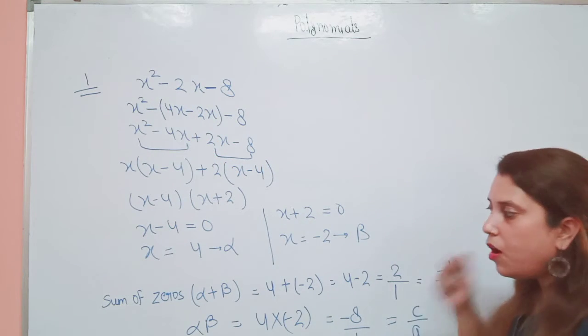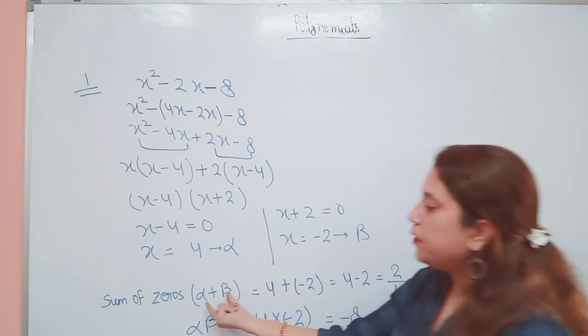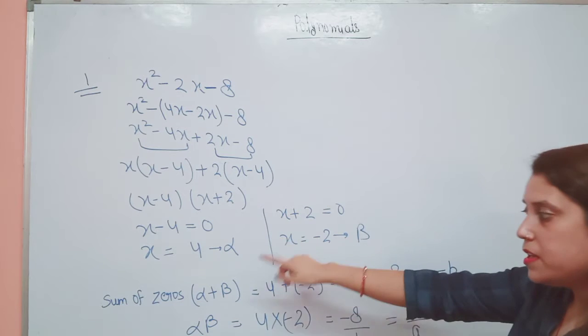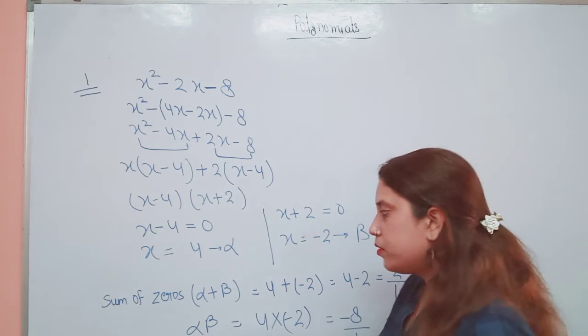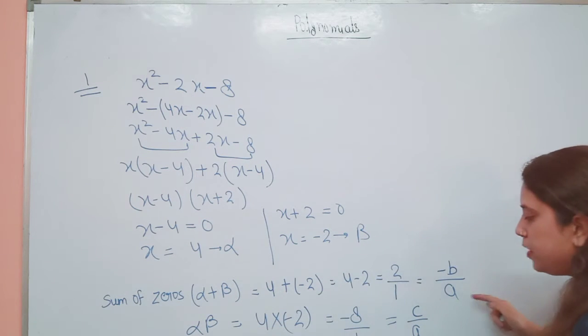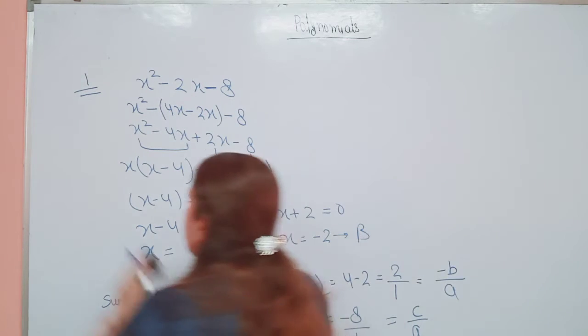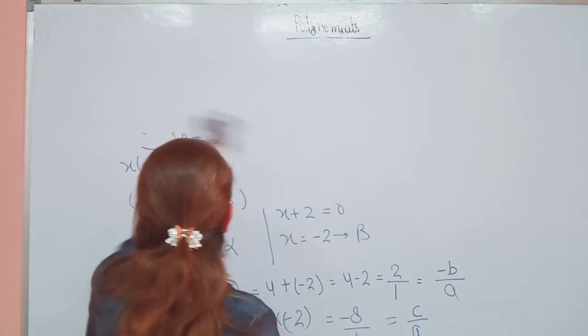So relation between zeros and coefficients. So sum of zeros, product of zeros, minus b upon a, c upon a. This is the answer. Now let's do one more question.